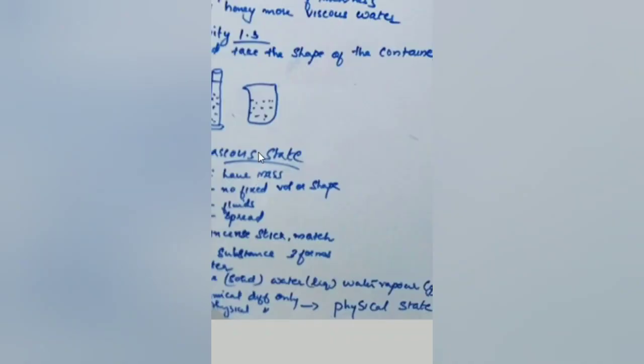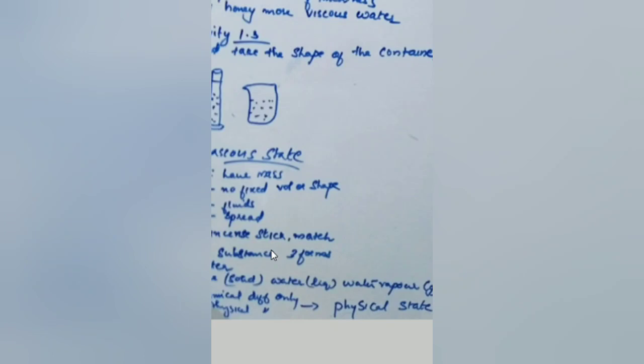If you are considering activity 1.3, liquids take the shape of the container. Whenever we are placing liquid in any container like a bowl, beaker or a pot, it will take the shape of that container. Then talking about the gaseous state, gas has a fixed mass. If you are keeping it in some vessel, it takes the shape of that vessel. It has no fixed volume or shape. In the sense, it will be spreading out. Fluids will spread.